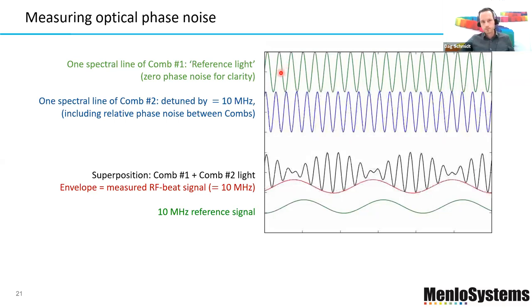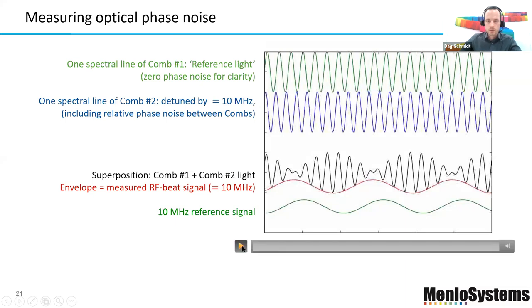So this is the reference light, and the reference light by definition has zero phase noise because we can only measure relative phase noise. And here the spectral line of comb two is detuned by 10 megahertz because we just detuned the comb, and this includes the relative phase noise. And here in black is the superposition, so the beat signal you would measure, and the envelope is then at 10 megahertz, the difference between those two. And of course we cannot directly measure the carrier, we can only measure the envelope.